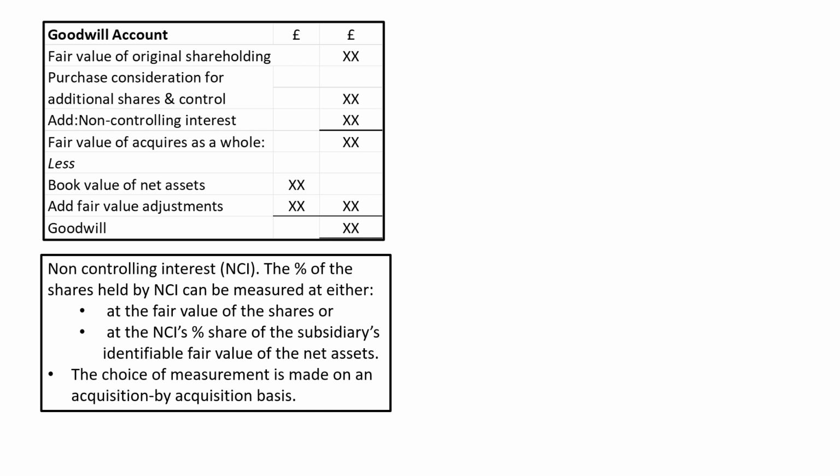Let's go back to the goodwill account. This gives us the total of the fair value of the acquiree as a whole, and from that we take away the book value of the net assets at the date of control plus any fair value adjustments, and the difference between the two gives us goodwill.